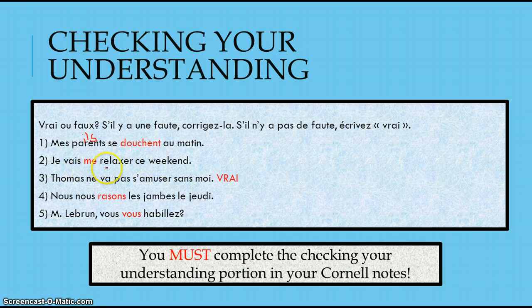Je vais me relaxer. Remember, you cannot have "se" here. Because your subject is je, you have to change "se" to "me." Number 3, there was nothing wrong. Number 4, nous nous rasons. We simply crossed off our ER and added our ONS ending. And then with number 5, vous vous habillez. Remember, vous is the reflexive pronoun that corresponds with vous. If you have any questions, please write them down and bring them to class.